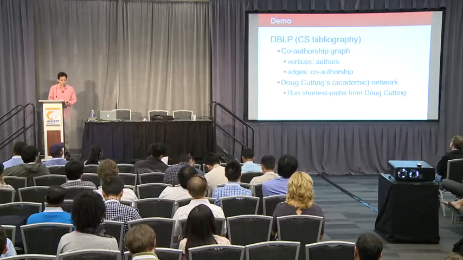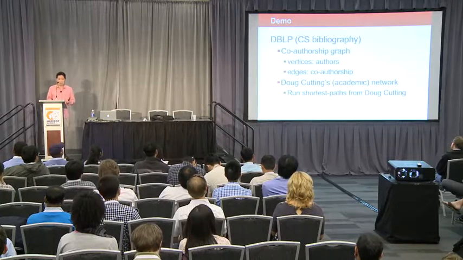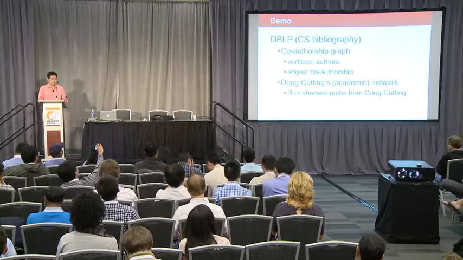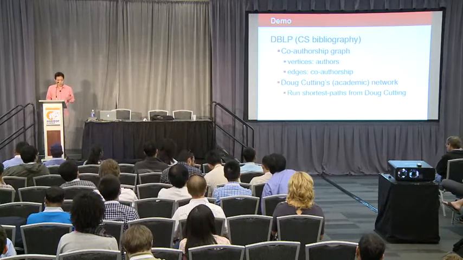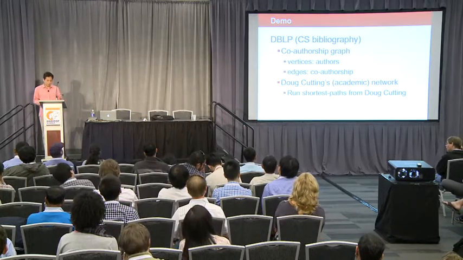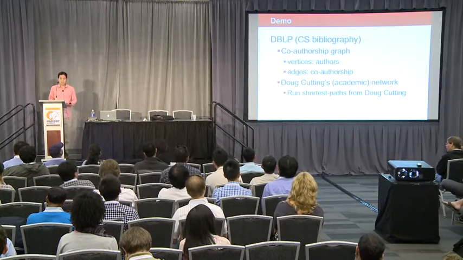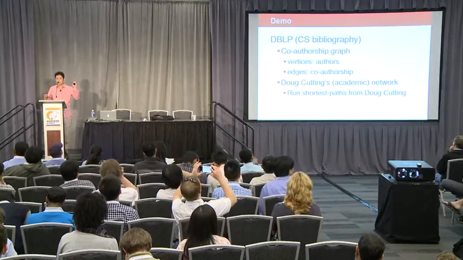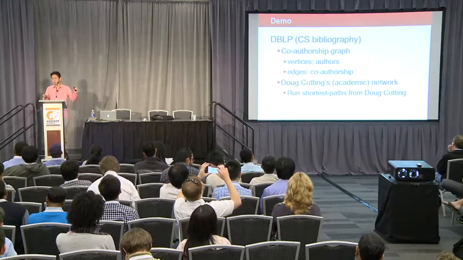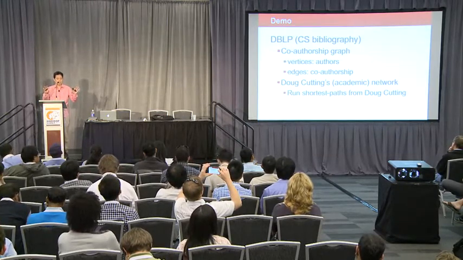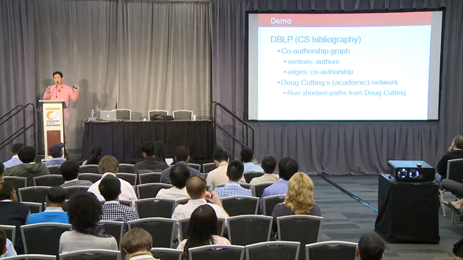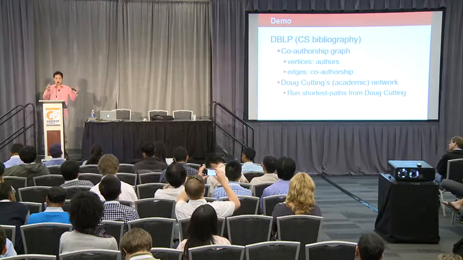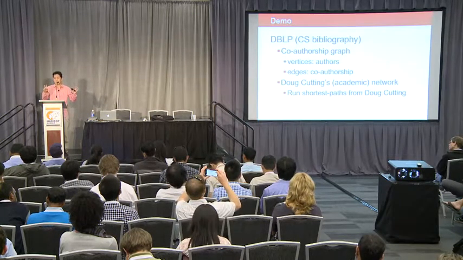Okay, so now let me give you a demo. I'm going to use DBLP data, which is not really big, but I think this is good enough for showing how it works. DBLP is basically computer science bibliography data. And we created a co-authorship graph out of DBLP data. So the vertices in the graph are the authors, or people in DBLP. And the edges are co-authorships between the authors.